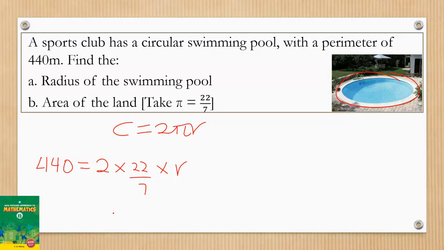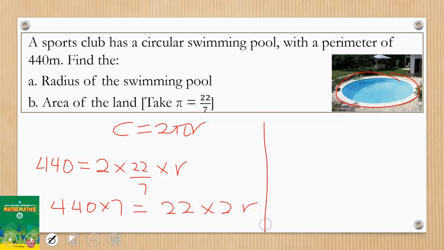So what we do is cross multiplication, or we multiply through by the LCM, and the LCM is 7. So we are going to have 440 times 7 is equal to 22 times 2r. If I divide both sides by 22 times 2, then I can say r will be equal to 440 times 7. I don't want to write the answer straight away because it will be very huge and it will make my division very difficult. Divided by 22 times 2. Now with this, I can do simple cancellation here. You understand? Yes. It becomes very easy to cancel.